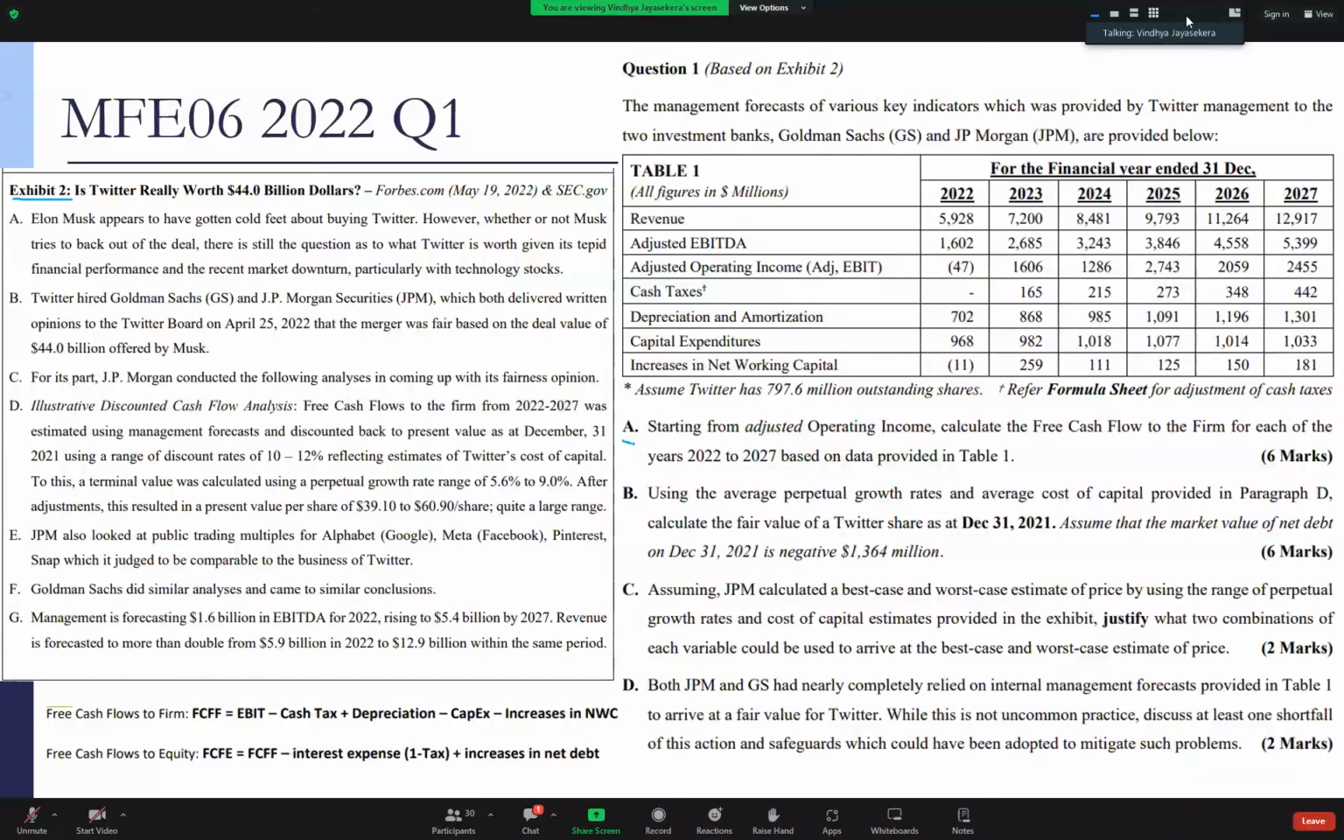So this is on Musk's Twitter acquisition, right? When he acquired Twitter a couple of years ago, the things that he went through, how did he value the company? So this was on the valuation of the company.